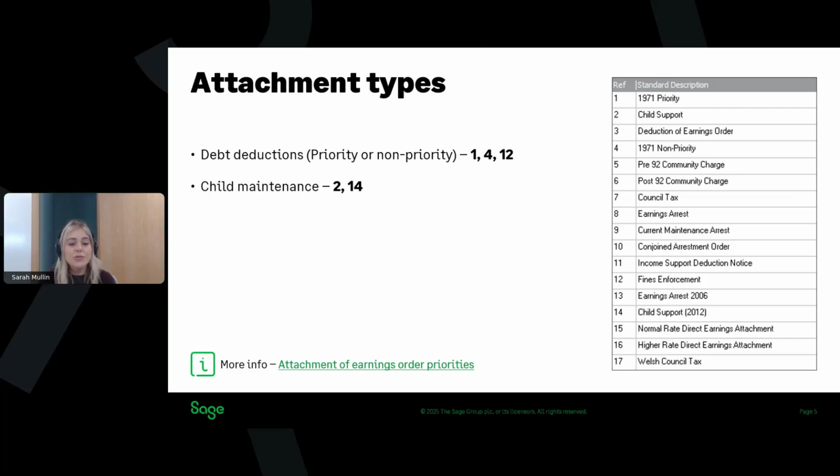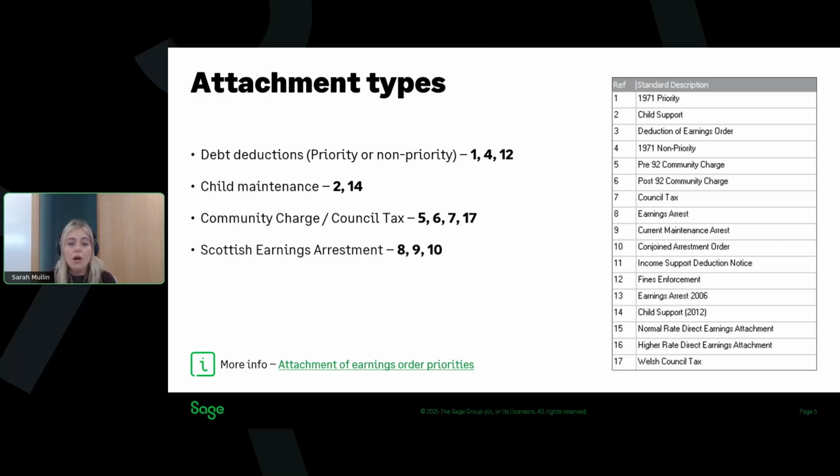Now, the next attachments relate to community charge or council tax debt. So they're references 5 and 6 for community charge. That's just an official name for poll tax from the 90s. So it's not going to be really all too common these days. And then you've also got council tax attachments as well. So these relate to all different kinds of council tax debts. So that's reference 7, with the exception of your Welsh council tax, which does have its own category there at the bottom, number 17.